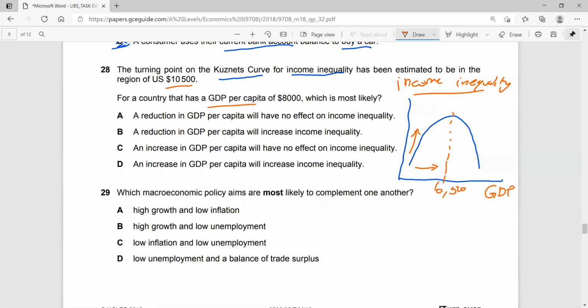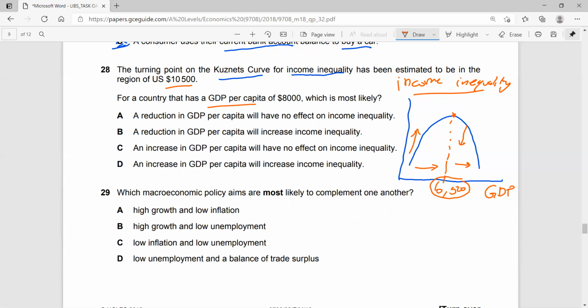So what we have seen in a lot of Asian economies at the start. But then after a certain amount of time, or after a certain amount of GDP per capita, in this case 10,500 USD, then when you grow more, when you have more GDP, income inequality decreases, i.e. you become more equal, you become more developed, you start to distribute income more fairly.